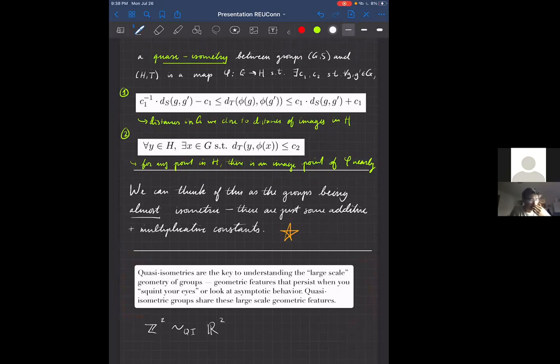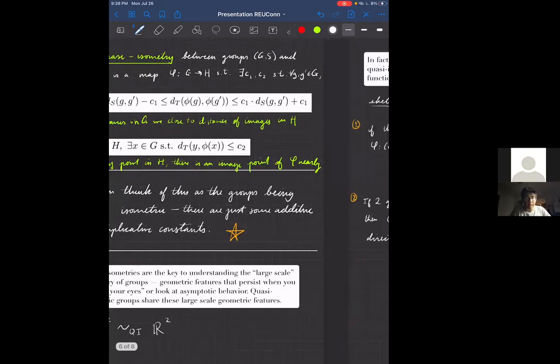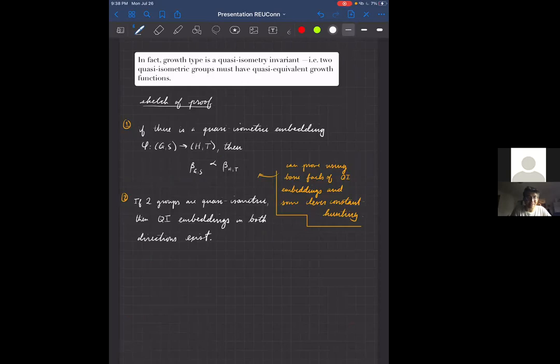All right, great. Now I claim, once again without proof, although this time there's a sketch of the proof, so you can sort of follow that and do it yourself at home if you'd like, that growth type is a quasi-isometry invariant. So the notion of growth and the notion of quasi-isometry are sort of deeply intertwined, because any two groups that are quasi-isometric grow at the same rate.